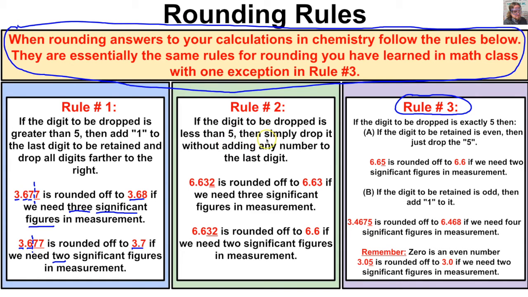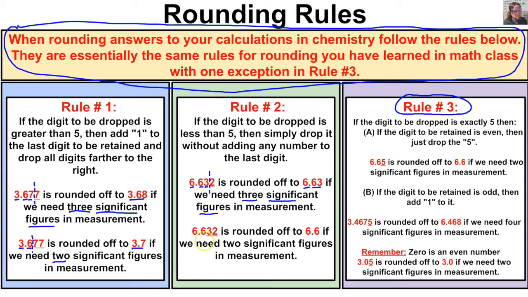If we take a look at rule number 2, it says if the digit to be dropped is less than 5, then simply drop it without adding any number to the last digit. So if we take a look right here, we have 6.632, and we want to round this to 3 significant figures. So we'll start counting these significant figures from the left. Here's our first one, here is our second one, and here is our third one. We're going to look one past our third one. We see that it is a 2. And the rule here says that if it's less than 5, then simply drop it without adding anything. So 6.632 rounded to 3 sig figs will be 6.63.